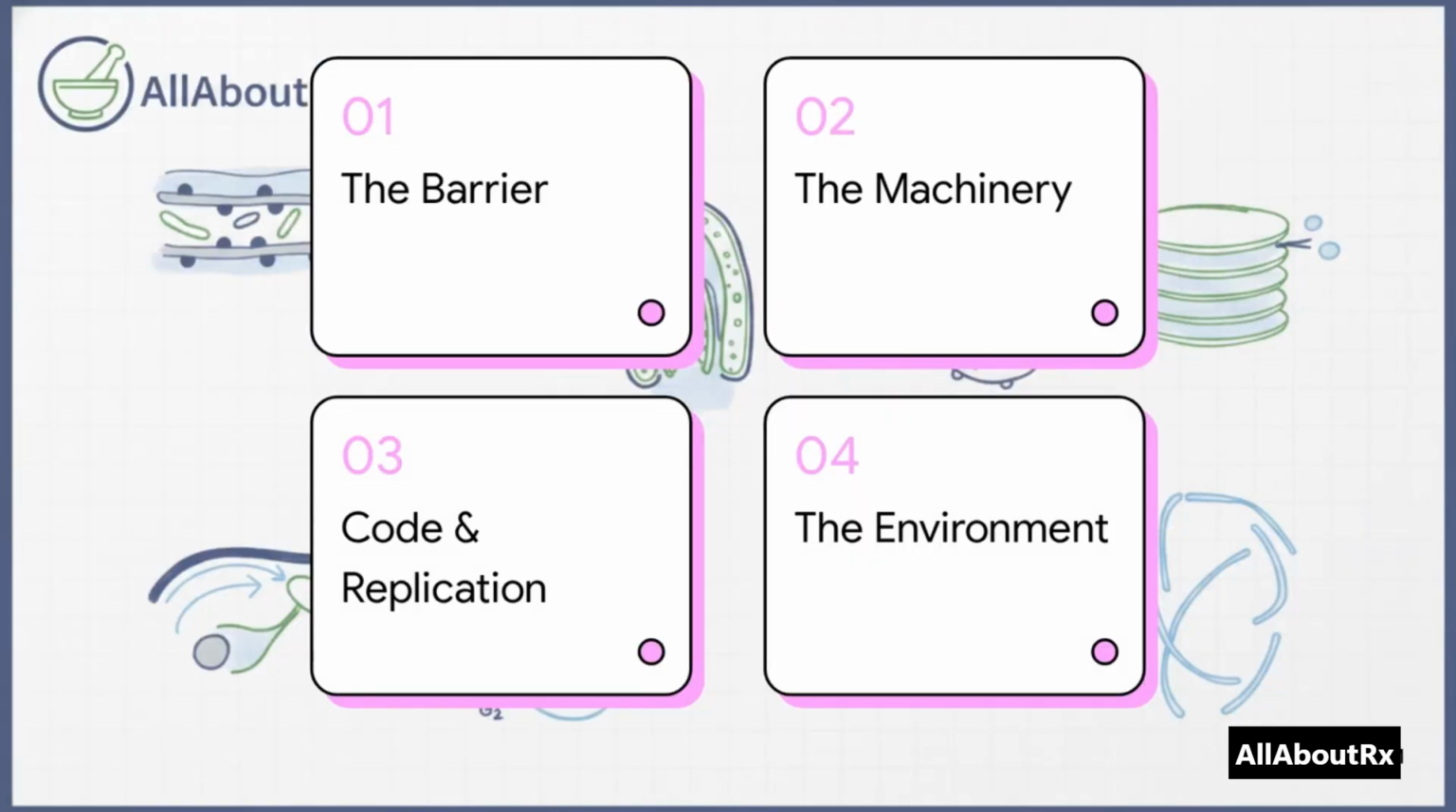Okay, so here is our academic blueprint for today. We're breaking this down into 4 main areas. First up, Section 1, the barrier. Then Section 2, the machinery. Section 3, the code and replication. And we'll wrap up with Section 4, the environment. Let's get right into it.